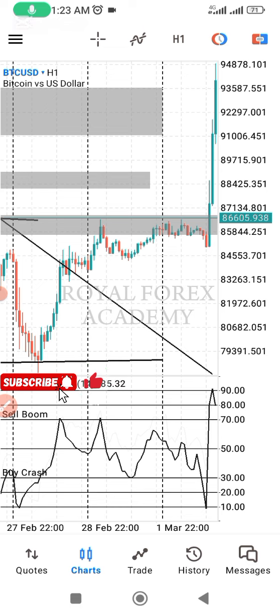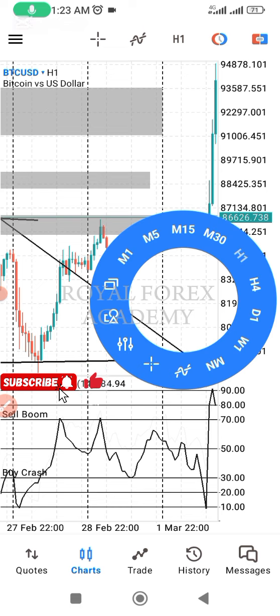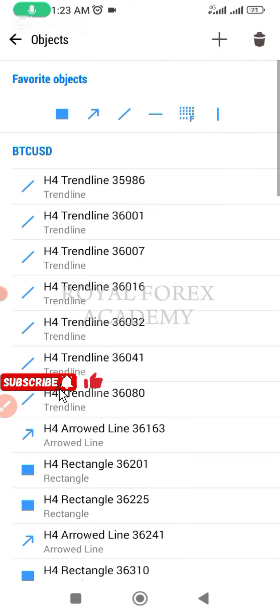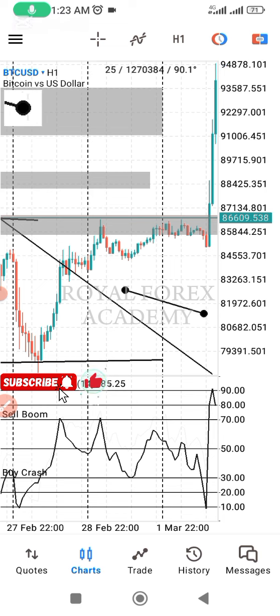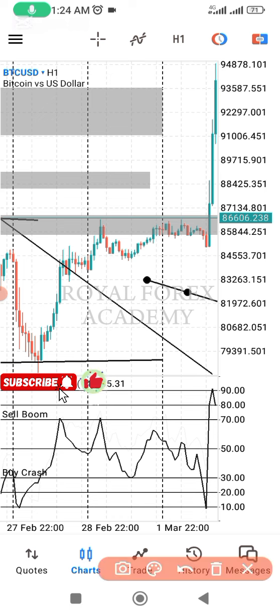So this is the zone, and here is what happened. Look at this on a 1 hour time frame. The price pulled back into this particular order block that we marked from a 4 hour.